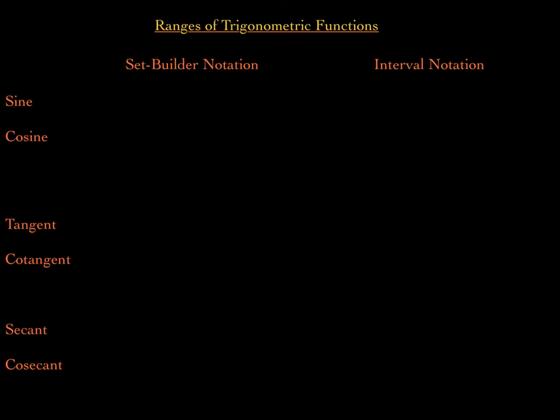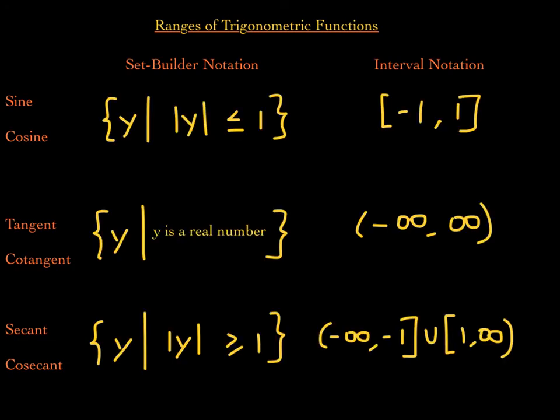I'd like to summarize the ranges of all of our trig functions in this table here, and we're going to write the range in two different formats. One will be set builder notation, and the next one will be interval notation. Earlier we said that the sine and cosine functions have a range greater than or equal to -1, but less than or equal to +1. That's the same thing as saying the absolute value of y is less than or equal to 1. We're using y here because we're talking about the range, and range are y values or function values. So that is the same thing as saying y is less than or equal to 1, but greater than or equal to -1. And this is interval notation for saying the same thing.